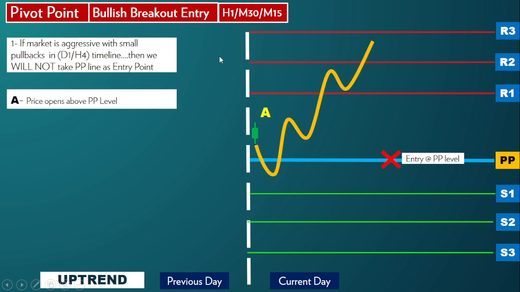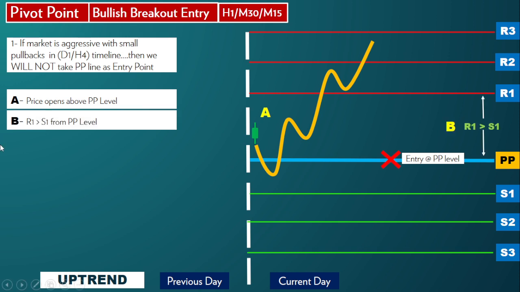Now we move on to the next step. So price opens above PP level. Okay, so this is your PP level, the price opens up over here. All right, and it may go down a bit below PP level and then go up again. So that first point is confirmed. Number two, your R1 is greater than S1 from PP level. So you see the distance from PP to R1 is greater than the distance of PP to S1. You see this is smaller and this is larger. So R1 is greater than S1. So that is also confirmed.